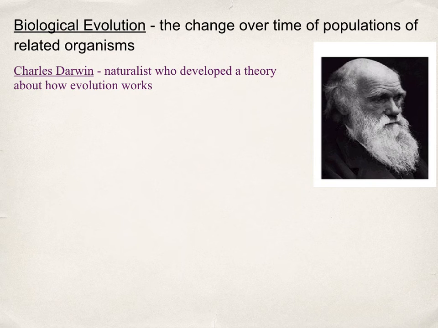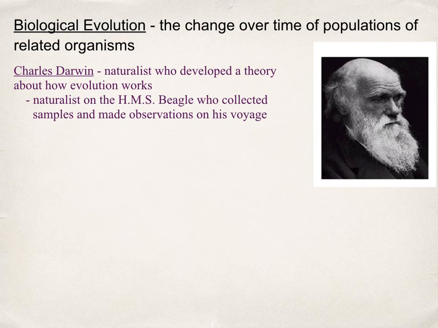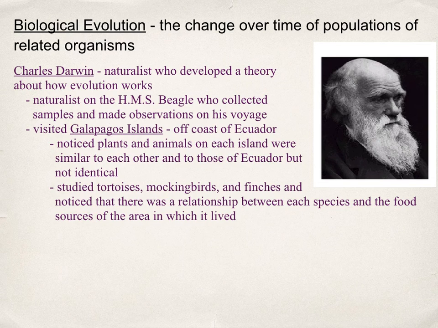But most of his ideas were based back when he was younger, and he was a naturalist on a ship called the HMS Beagle. The HMS Beagle was going around exploring the New World, and Darwin was a naturalist on this ship. His job was to collect samples and make observations on the voyage. So he was taking detailed notes and drawings and collecting bits and pieces of all of the things he saw on these travels.